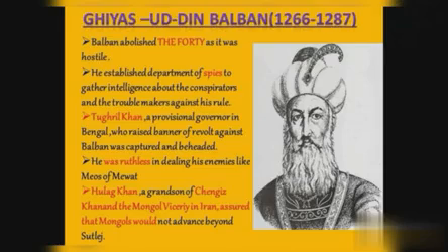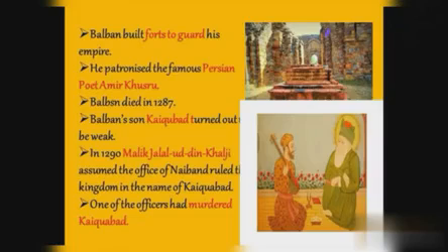Balban, however, took care to maintain a cordial relationship with the Mongols. He obtained from Guglu Khan, a grandson of Genghis Khan and the Mongol viceroy in Iran, the assurance that the Mongols would not advance beyond the Sutlej. Balban built forts to guard his empire against the Mongols' attack. He patronized the famous Persian poet Amir Khusro.